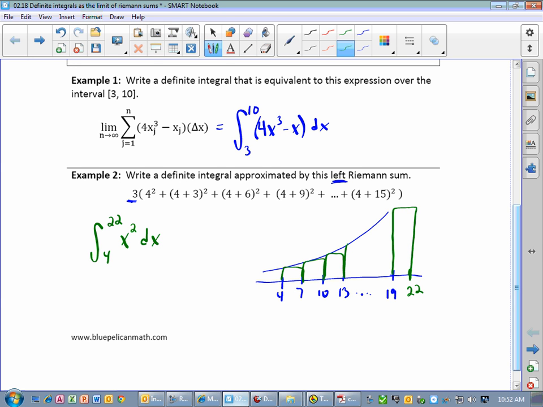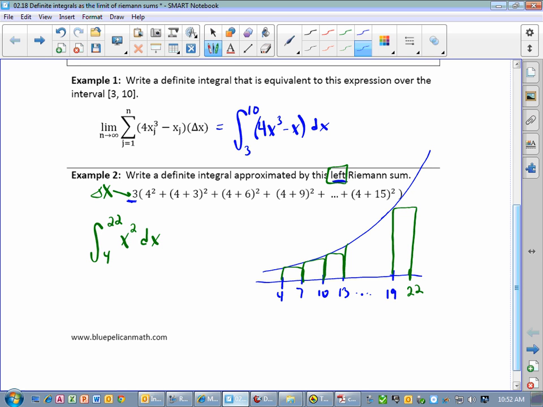How do we know it's 22? Because of our width here, 3. Wait, how do you figure? I got the number outside. Here's how you got that. No, this number is our delta x. It's the width of the rectangles. What made you want to put a 22? Because 19. I have no idea why that's 22. Because it's a left Riemann sum. Okay.